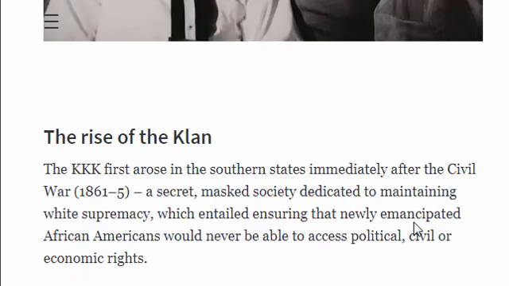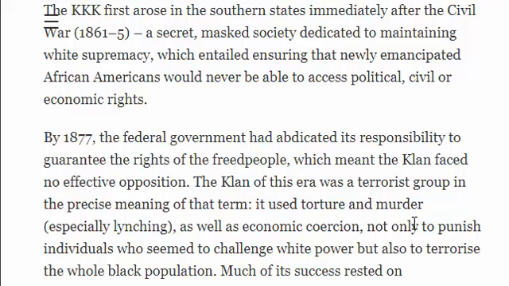The rise of the Klan. The KKK first arose in the southern states immediately after the Civil War, 1861 to 1865. A secret mass society dedicated to maintaining white supremacy, and ensuring that newly emancipated African Americans would never be able to access political, civil, or economic rights. By 1877, the federal government had abdicated its responsibility to guarantee the rights of the freed people, which meant the Klan faced no effective opposition.